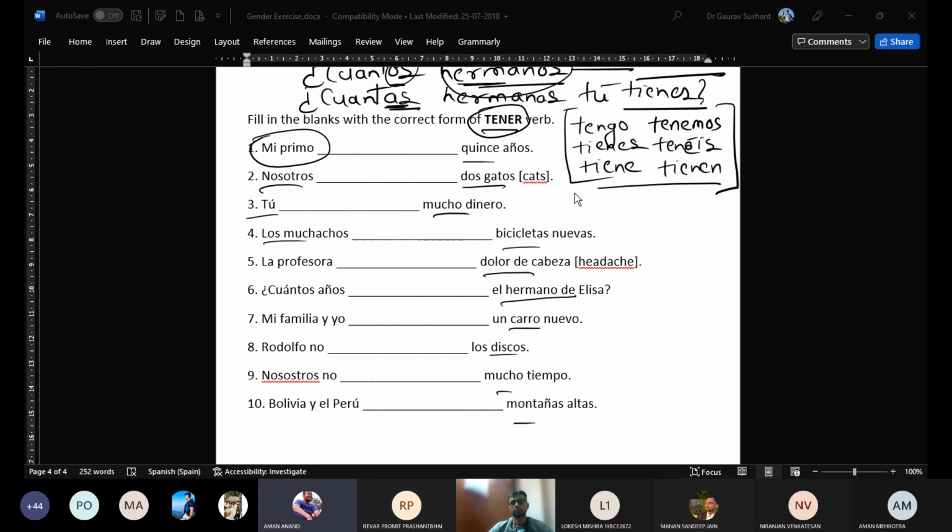So ninth one is Nosotros, right? Not Nosotros. Ninth one is, yeah, nosotros. After that, there is this word no, which is the negative thing. Okay, so you can think and decide what should be used. Whatever you are able to do, I will discuss it anyway.